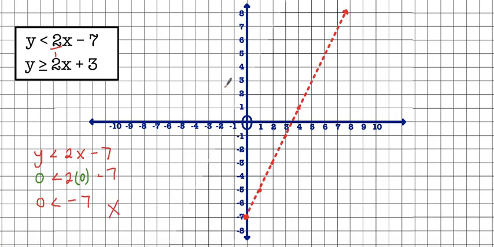So we're not going to shade the side with 0, 0. We're going to shade the right side because on the right side it does not include the coordinate 0, 0. Now you could also test to see if a coordinate here is true to double check your work.